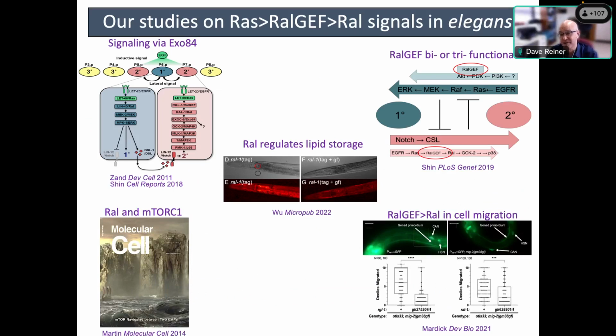RALGEF itself is multifunctional. In addition to its RAS-RALGEF-RAL function, it scaffolds PDK, AKT, and we've got a mystery function we don't understand when we delete the whole protein. So we're very careful about how we mutate that. RAL regulates lipid storage, RAS-RALGEF-RAL, and that's in the center. RAS-RALGEF-RAL mediates cell migrations, that's the lower right.